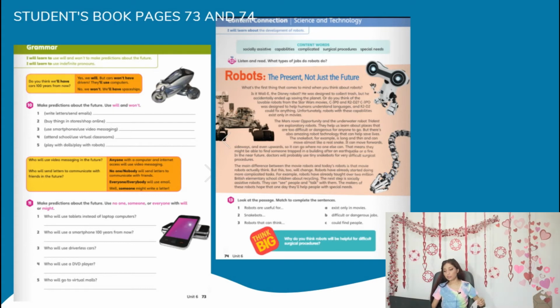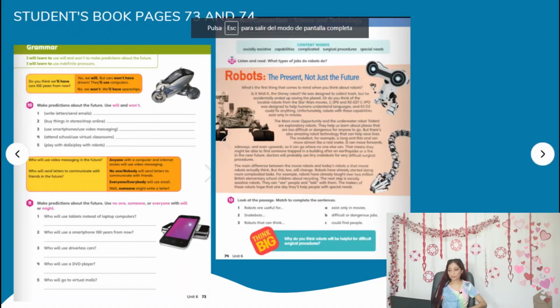So now we can go to the next activity, the next pages, page 74, and we have 2 activities. The first one is the reading and the next one is the comprehension activities. Activity 12 says, listen and read, what types of jobs do robots do? Here we have the content words, robots, the present, not just the future. Okay, so I'm going to play this audio and you need to pay attention to this as always so we can do the activities later.